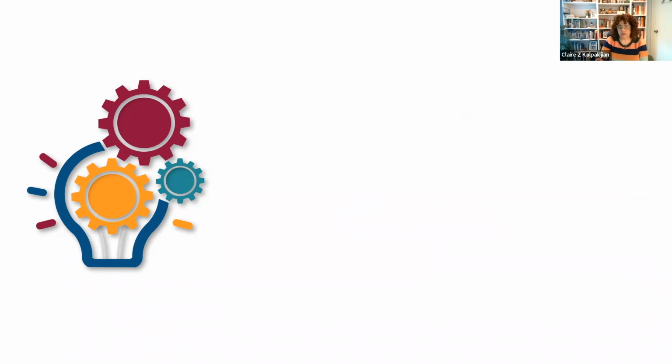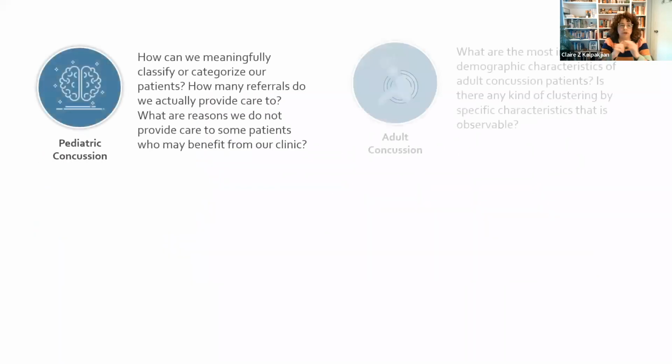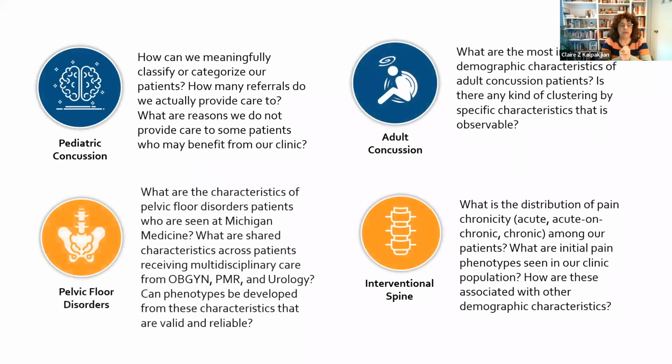So now I'm going to show you some examples from our teams. We work right now with about 10 different teams at various stages of development. And so I'm going to share with you the learning goals of 4 of our teams that are at various stages of development. And you can see here we have very different teams: pediatric concussion, adult concussion, pelvic floor disorders, and interventional spine. And you can see from these learning goals that, again, are articulated in conversations.